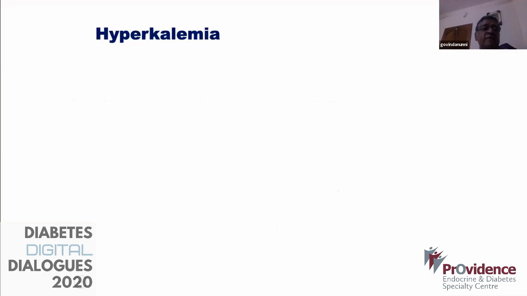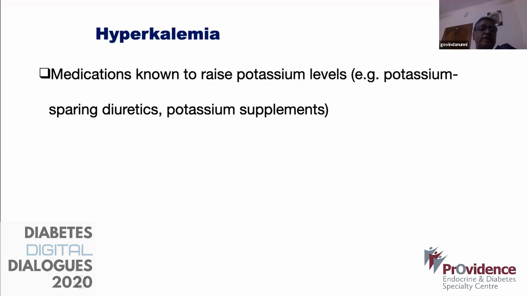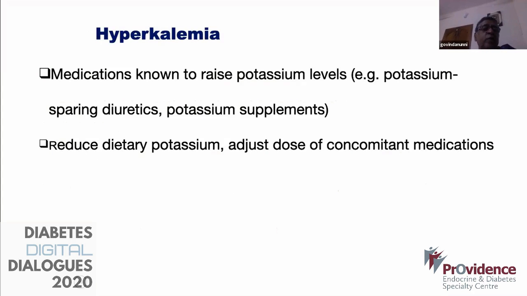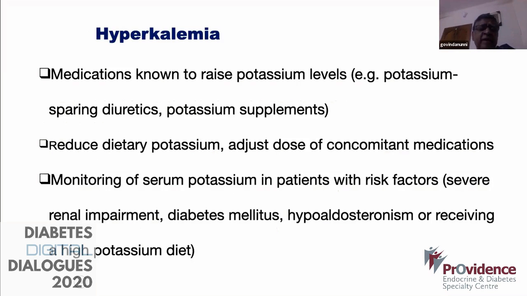As far as potassium is concerned, first look at drugs which increase potassium, potassium sparing diuretics or potassium supplements. Next, look at dietary potassium, fruits, for example, and use of other concomitant medications, NSAIDs, another example. And finally, be careful in patients with renal impairment, diabetes, hypoaldosteronism, high potassium diet. So monitor these patients very carefully. In fact, potassium is the most dangerous thing because neither hypotension nor worsening renal function will kill a patient suddenly, but hyperkalemia can lead to sudden cardiac death.